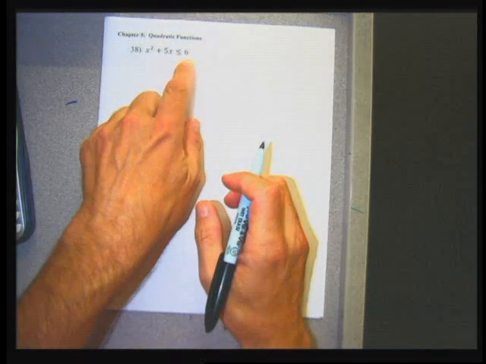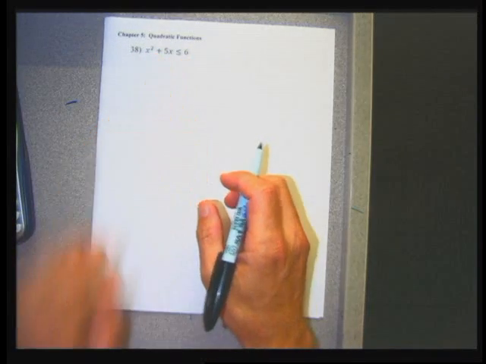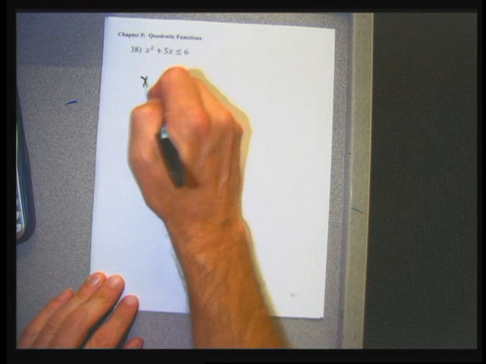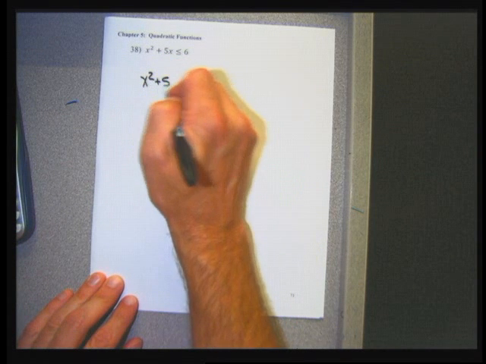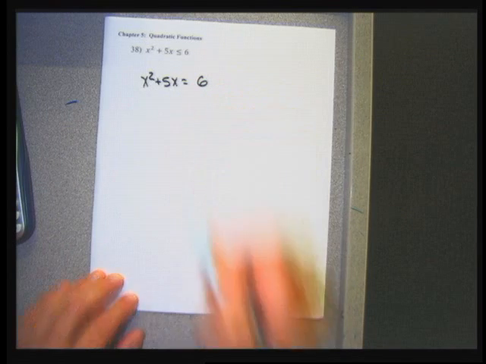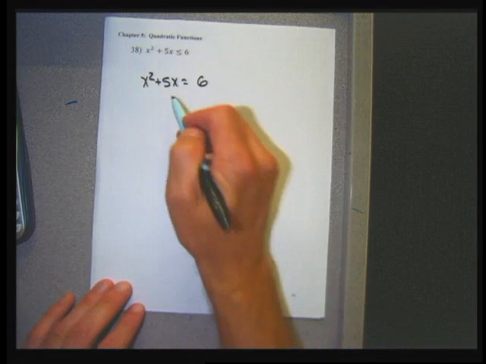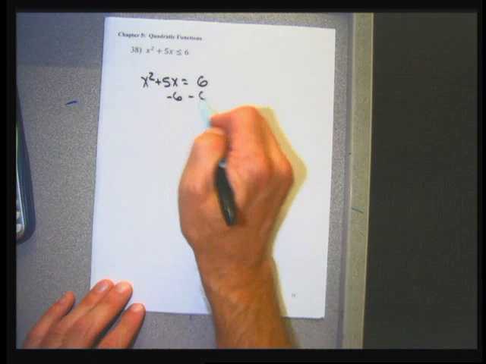38. It's not a special case. It's not less than or equal to some negative number, and the left side's not squared. I'm going to solve x squared plus 5x equals 6. How do I solve this? I set it equal to 0 and I factor. And this is so much nicer than the other problems.